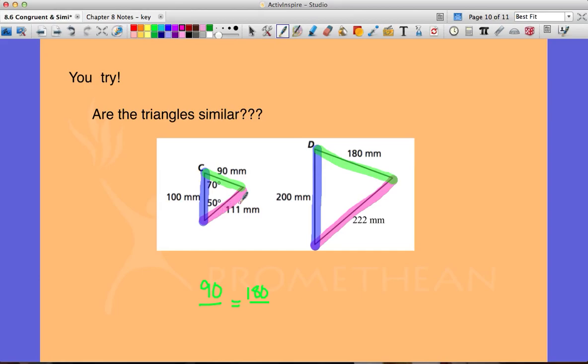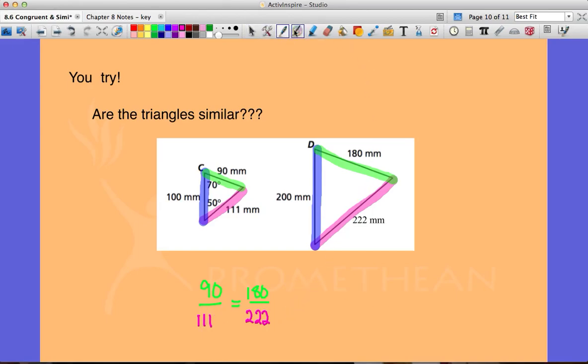Then I'm going to use the pink side. Now I have to put the 111 with the 90. If I don't, this will not work out and it will not give me the correct answer. Because the 111 millimeter side corresponds with the 222 millimeter side, I have to use the 222 millimeters here.